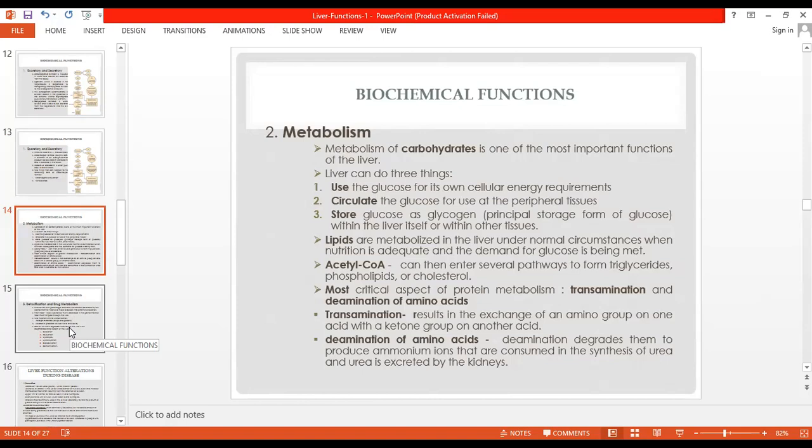Transamination via a transaminase results in the exchange of the amino group on one acid with a ketone group on another acid. After transamination, deamination degrades them to produce ammonium ions that are consumed in the synthesis of urea, and urea is excreted by the kidneys.